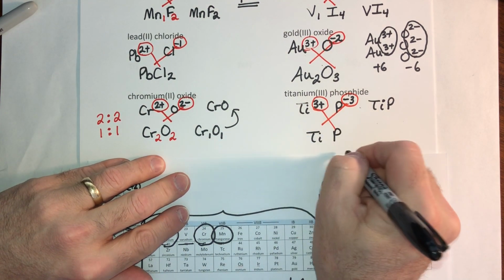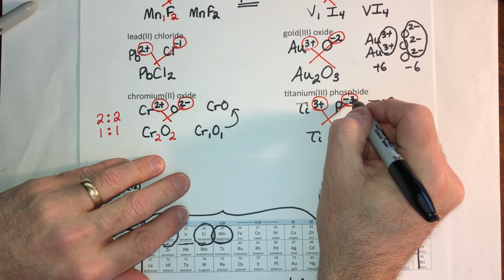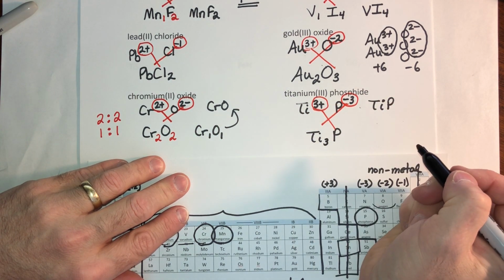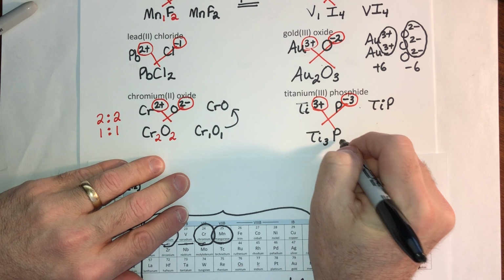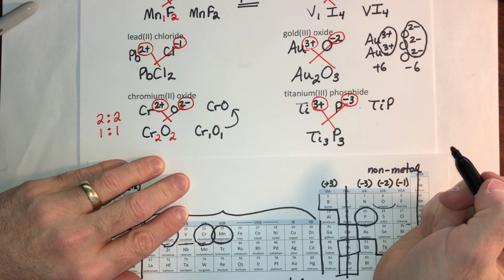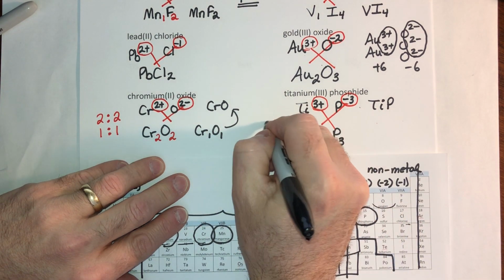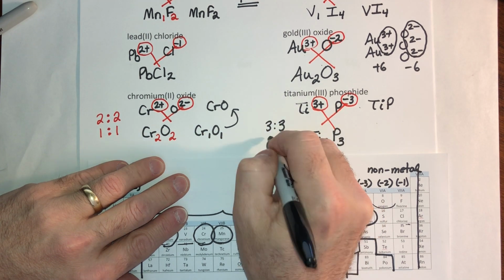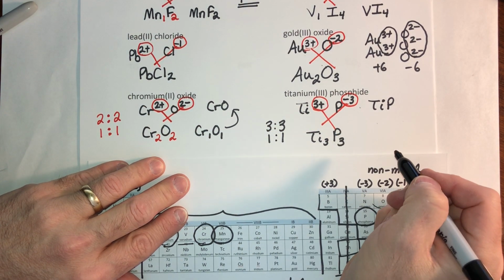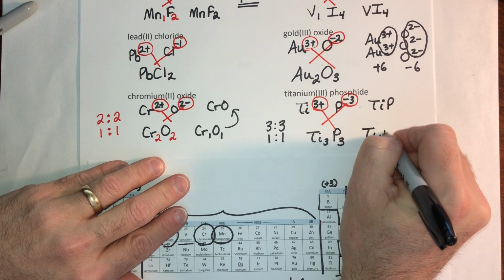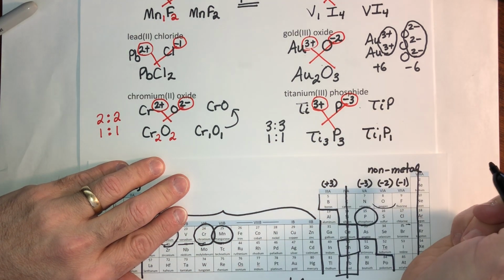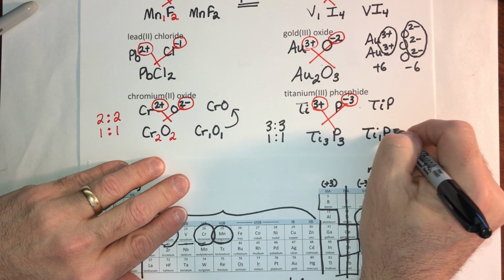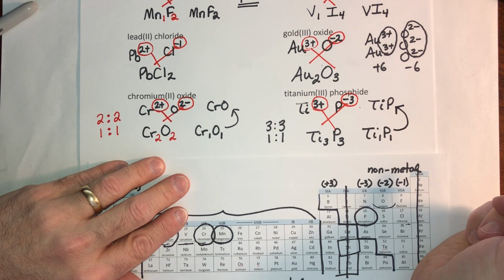Ti and P. Charge on a phosphide is 3-, so you get 3 titaniums. Charge on a titanium is 3+, so you get 3 phosphides. And this is a 3 to 3 ratio. 3 to 3 reduces to 1 to 1. So that gives you 1 titanium and 1 phosphide. And we can drop the ones, so this becomes this.